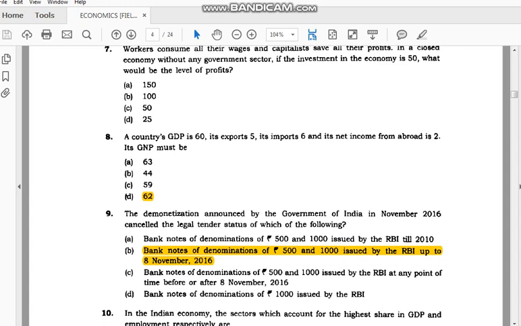Candidates should remember GDP includes all the domestic activities. That means it will not include the income we are deriving or getting from abroad. That is, it will be excluded. But whenever we are calculating GNP, we should include the net income from abroad. That means GDP is 60, and when you add the net income from abroad for calculating GNP, the answer will be 60 plus 2. So the answer will be 62, which is option D.